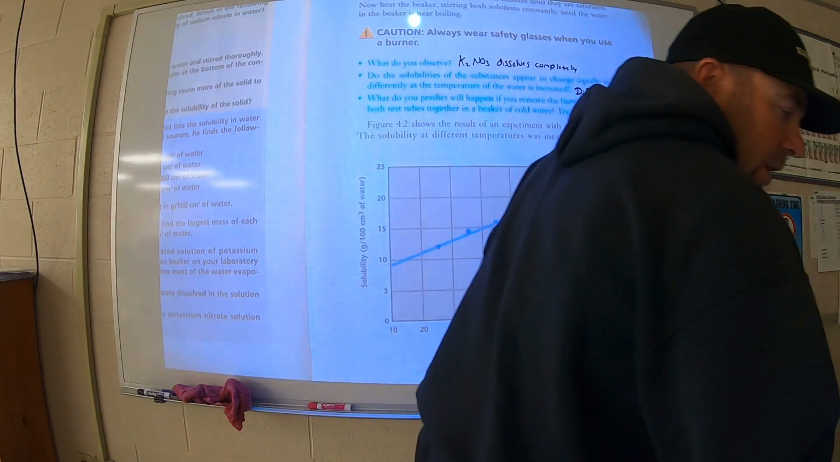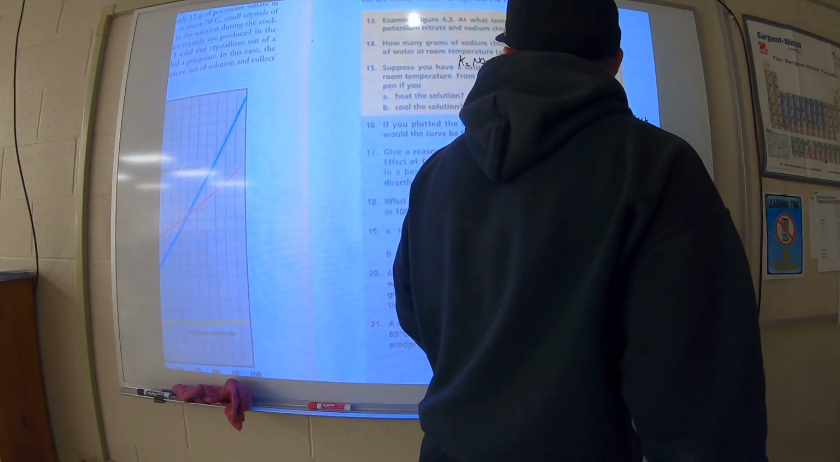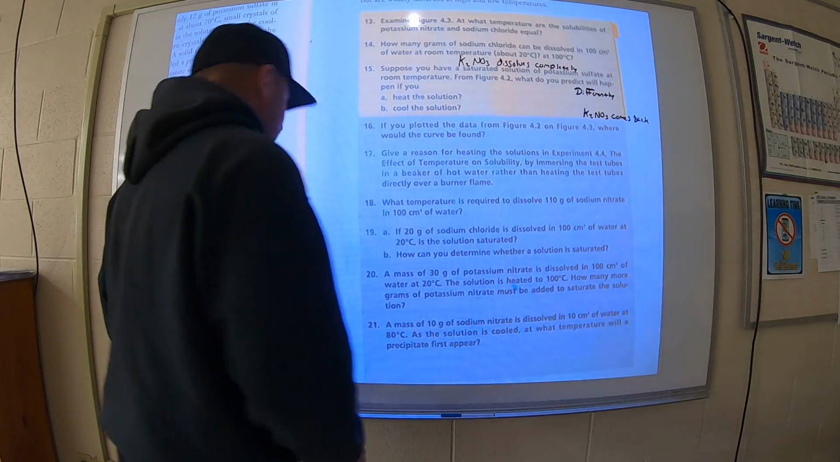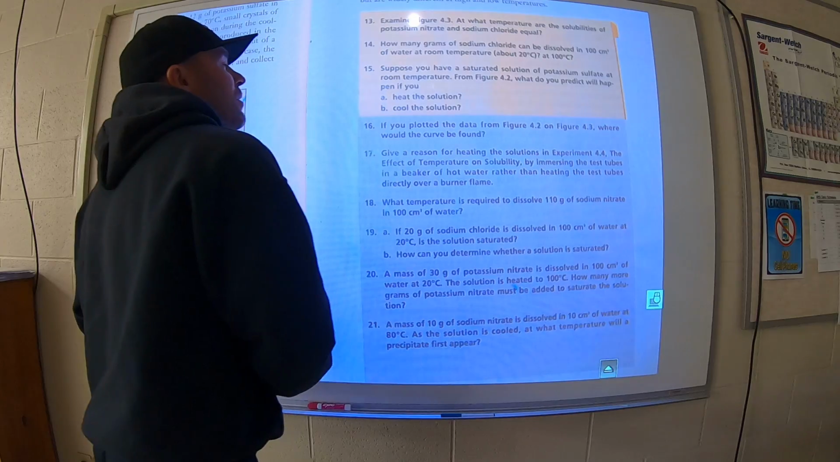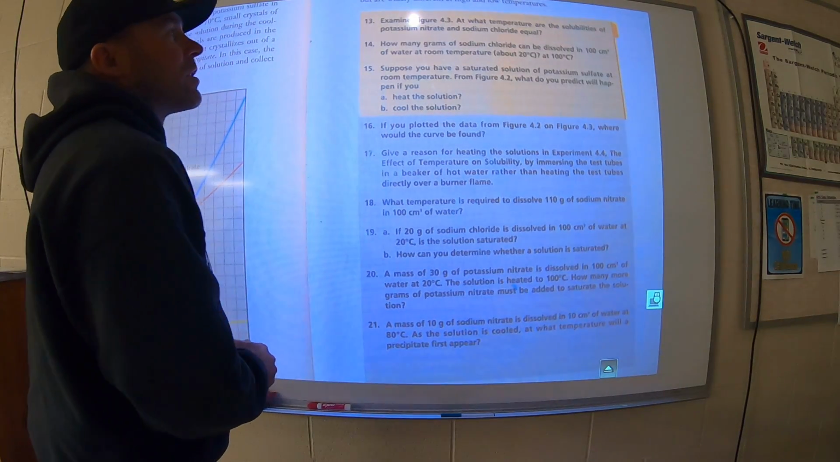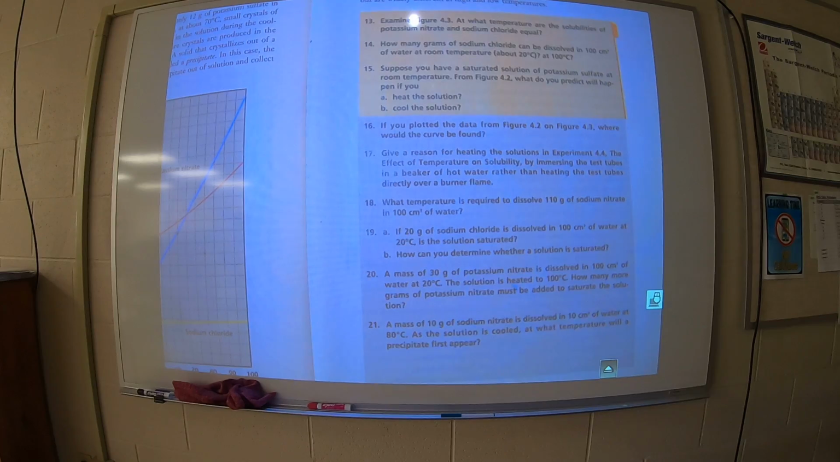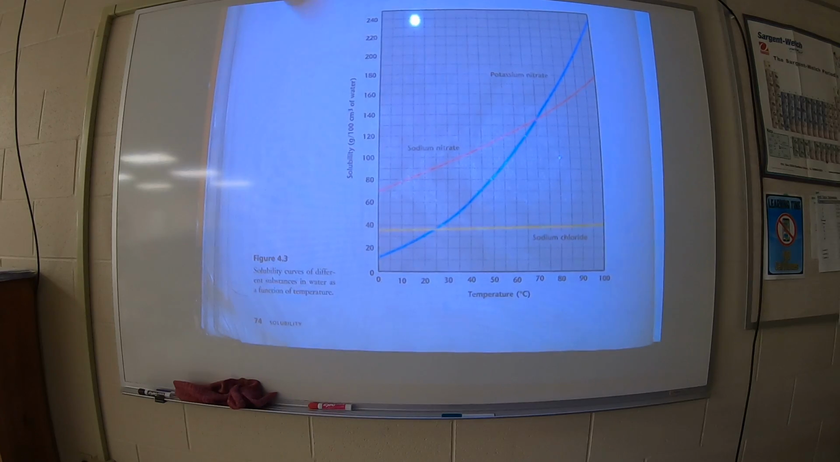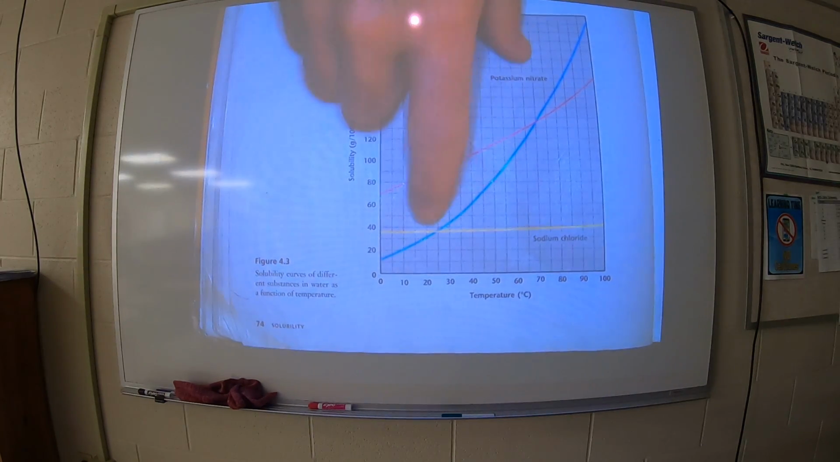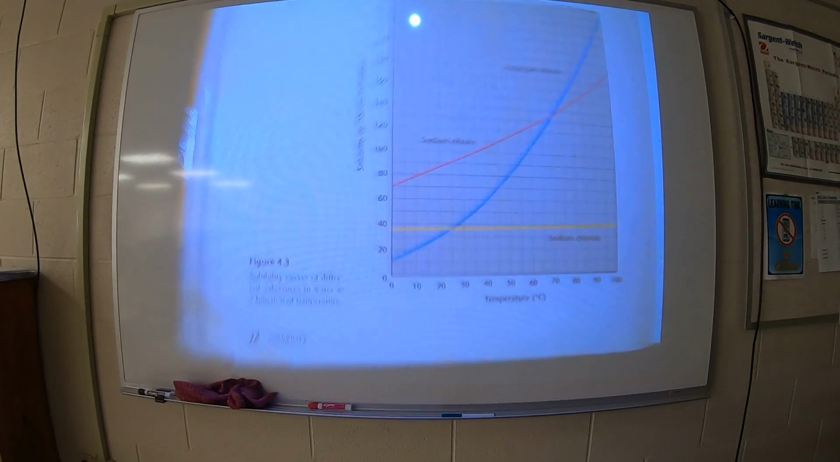Let's flip over to the numbered questions here. And we'll have to kind of flip back and forth as we look at some of the figures. And I'm going to erase this. But number 13 says examine figure 4.3. At what temperature are the solubilities of potassium nitrate and sodium chloride equal? So here's figure 4.3 right over here. The temperature at which they're equal is the temperature at which their lines cross, which is right here. That's at about 25 degrees Celsius.